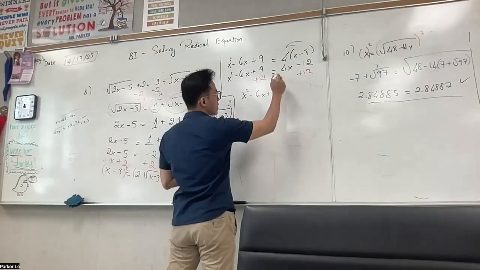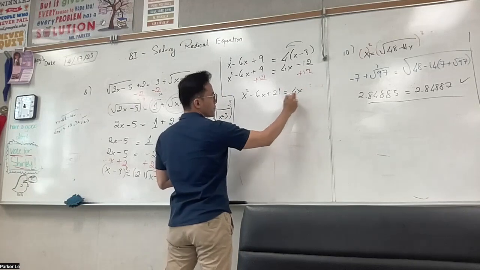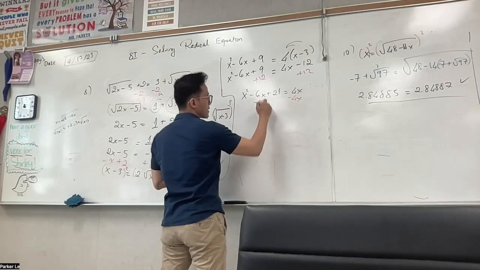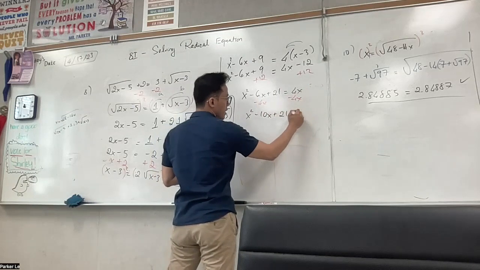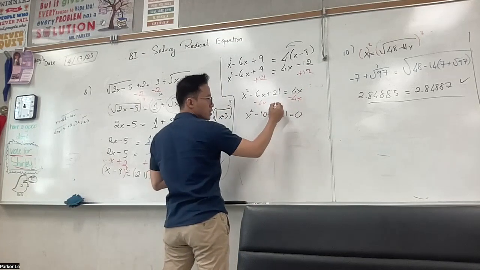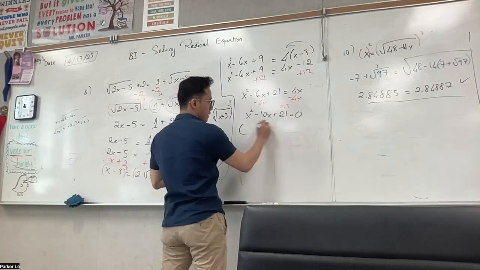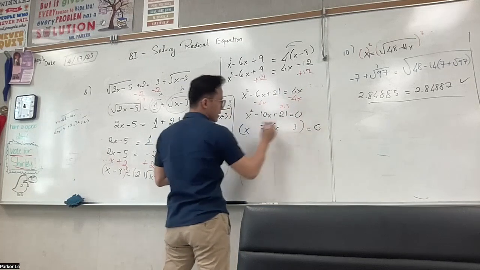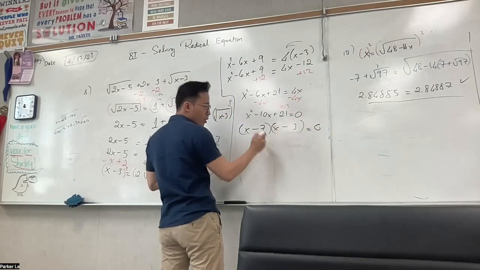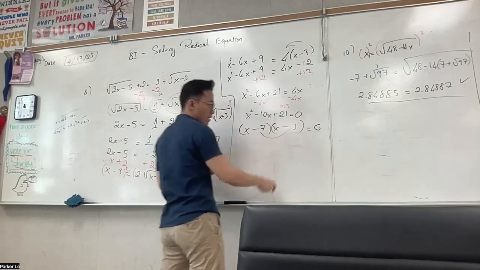What are you going to do? Subtract 4x. So x squared minus 10x plus 21 equals 0. What are two numbers that multiply to 21? 7 and 3. What is the sign? Negative, negative. And when you multiply -7 times -3, you do have positive 21. So this does work.